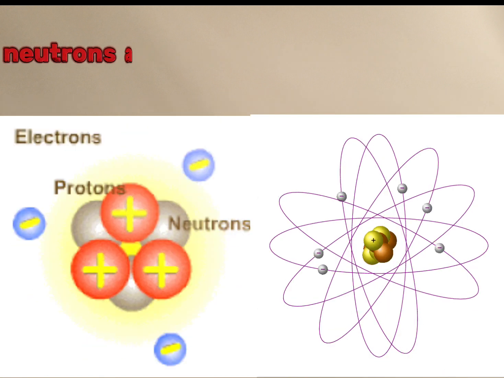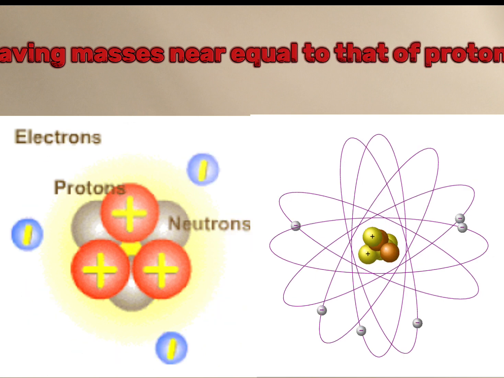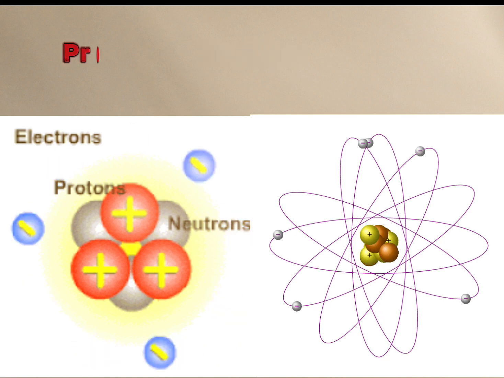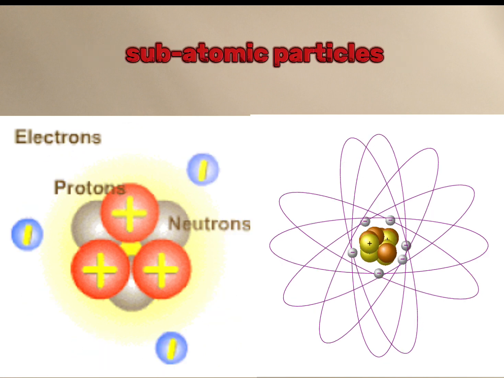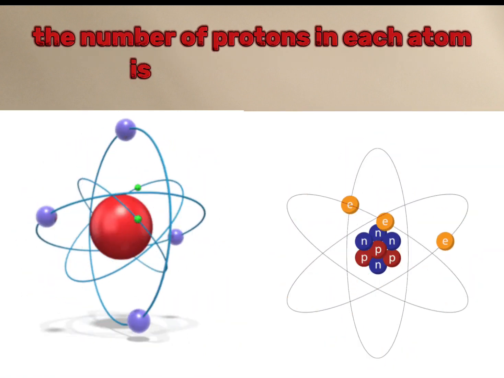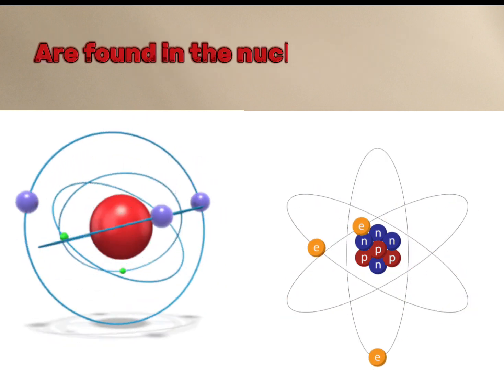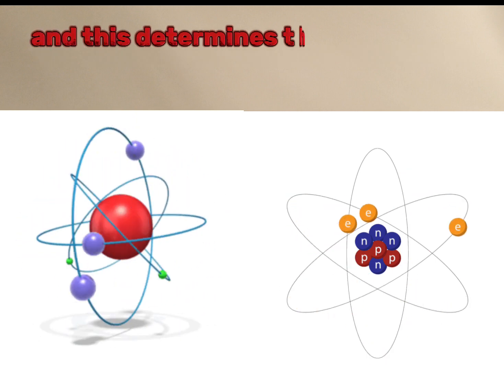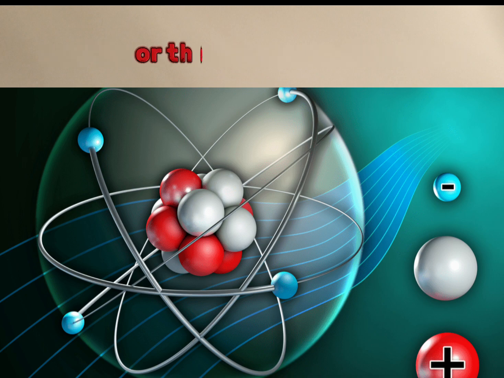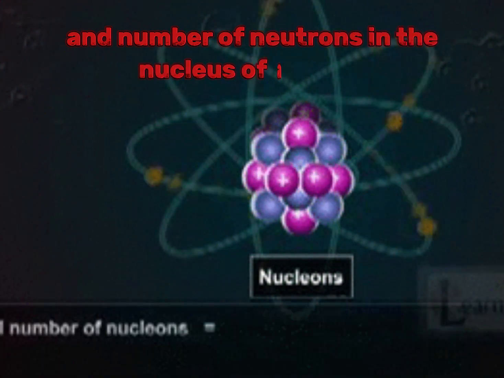Then, neutrons are uncharged subatomic particles having masses nearly equal to that of protons present in the nucleus of an atom. Lastly, protons. Protons are positively charged subatomic particles found in the nucleus of every atom. The number of protons in each atom is its atomic number. Protons and neutrons are found in the nucleus of an atom, and this determines the mass or the weight of an atom. And therefore, the mass of an atom or the atomic mass is the total sum of number of protons and number of neutrons in the nucleus of an atom.